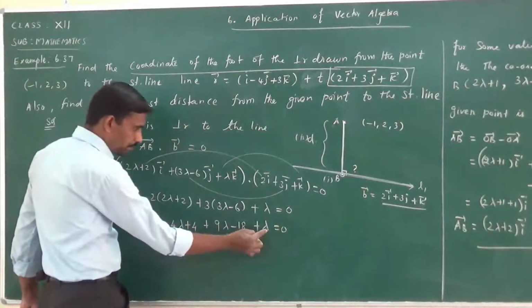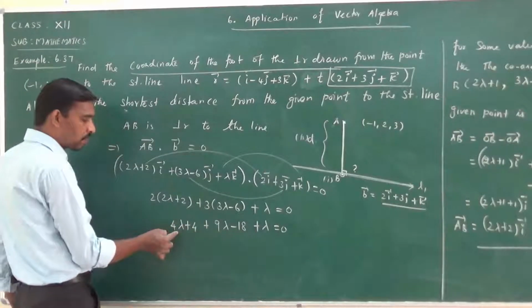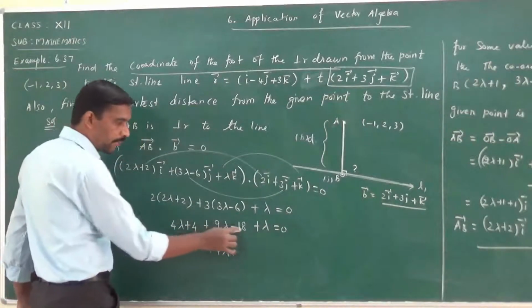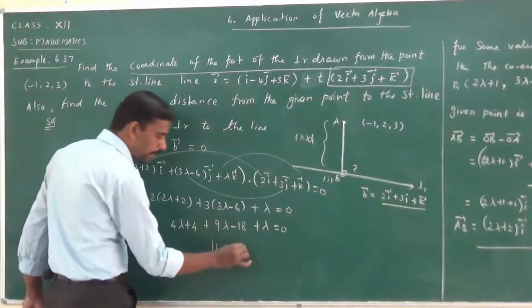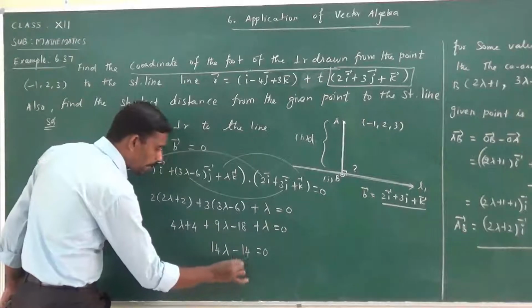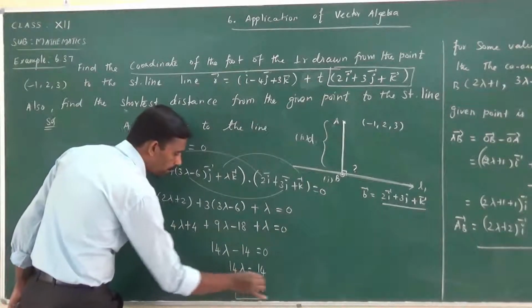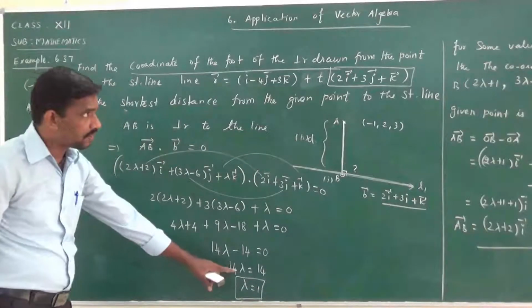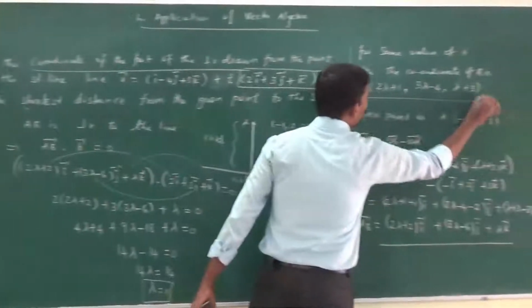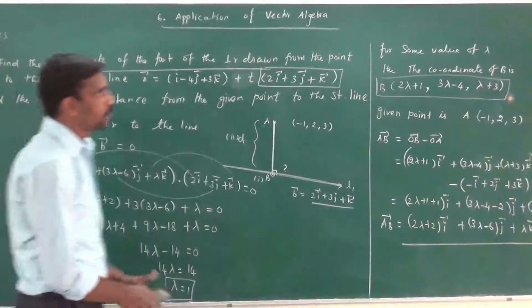This one lambda plus 9 lambda is 10 lambda, 10 lambda plus 4 lambda is 14 lambda. Here 4, here minus 18. So 14 lambda plus 4 minus 18 equal to 0. Then 14 lambda is equal to 14, then lambda is equal to 1. Substituting the lambda value here, we get the foot of the perpendicular, the value of b. Okay? That's all.